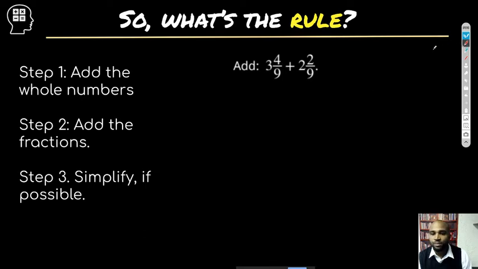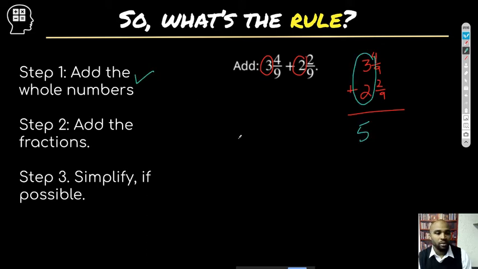What happens here? Let's not use the model. Let's just think about what's going on. So we add the whole numbers, right? So that's 3. And if I were to make it vertical, sometimes that helps, plus 2 and 2/9. Yeah, that's a little bit easier to see. You can see that my whole numbers are going to be added here as 5. Check, did that. Add the fractions, 4/9, 2/9. They have the same denominator, which means I can add the numerators. 4 plus 2 is 6 over 9. And then simplify if possible.